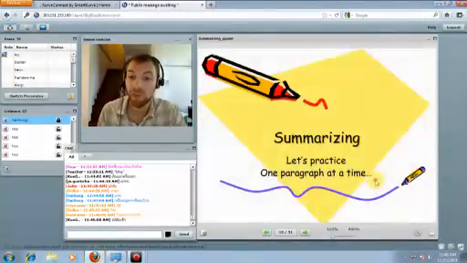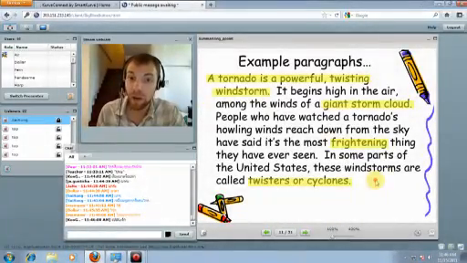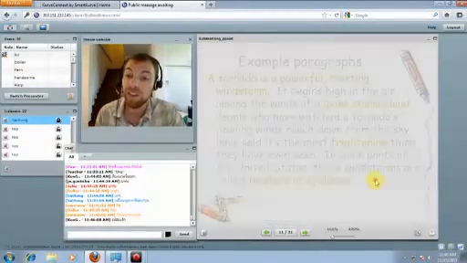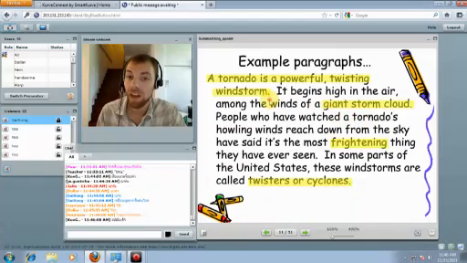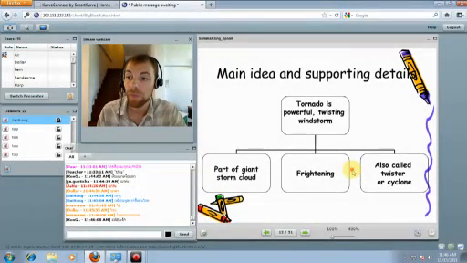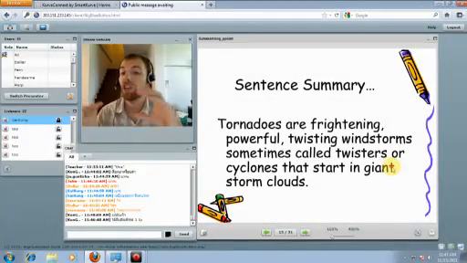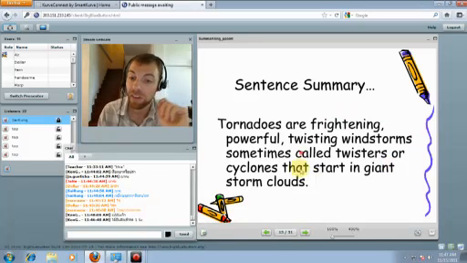And here are examples about tornadoes and how to find the main ideas, which are in yellow. And you can look at the PowerPoint later and help you find them. Main ideas and details are in yellow. And you can organize like this: main idea, detail, detail, detail, and then change into one easy sentence.